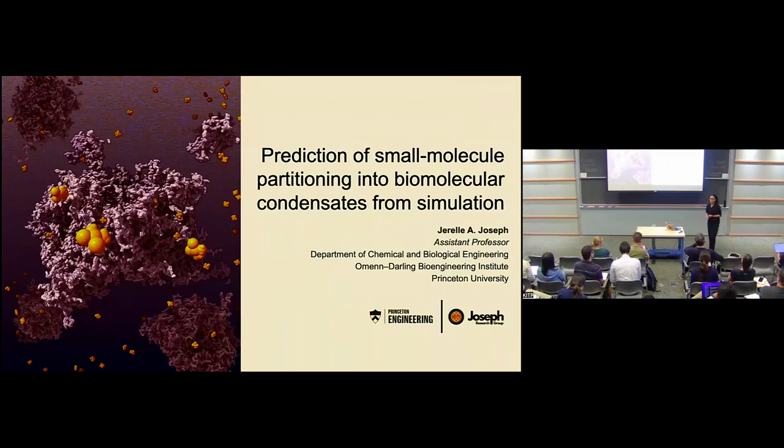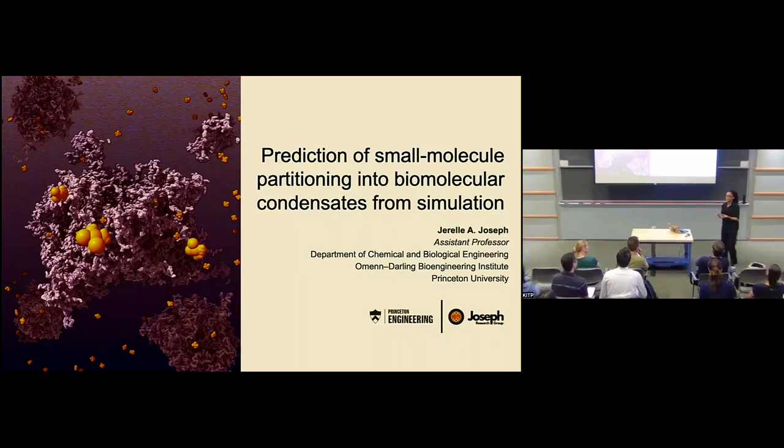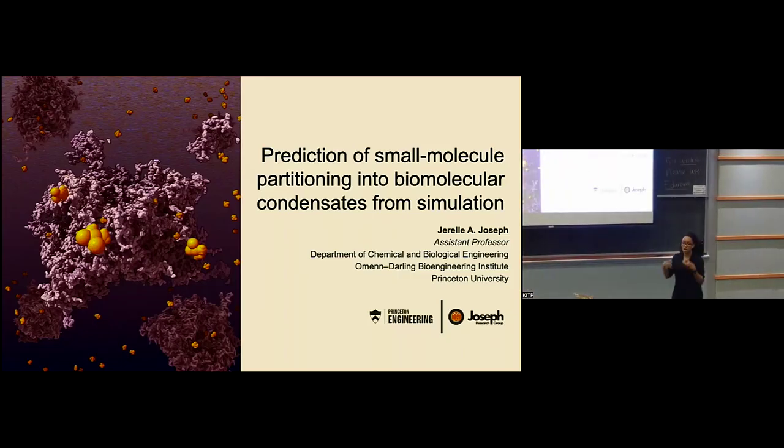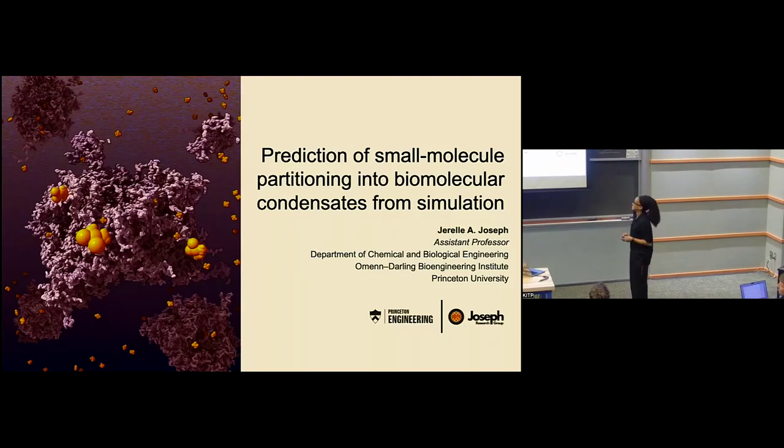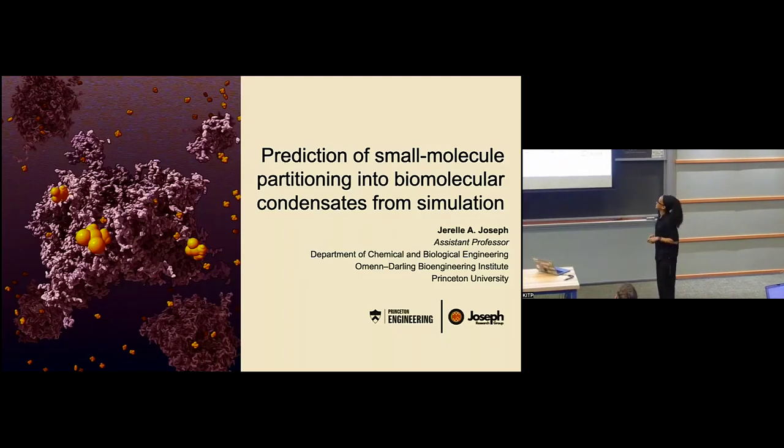So in our group, we spend a lot of time thinking about how interactions at the submolecular level, so thinking about residue level interactions, contribute to collective behaviors of biomolecules and contribute to mesoscale condensate properties. I had to sprinkle in some mesoscale for you, Stephanie.